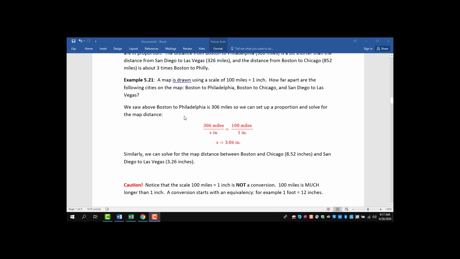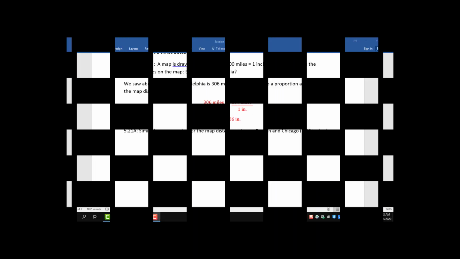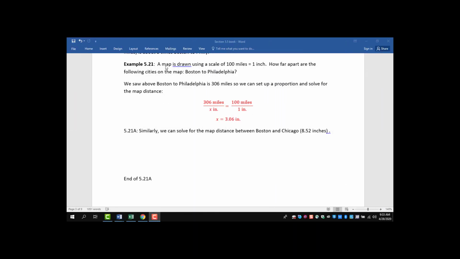So here's our first example, 5.21. We have like a road map or some kind of a map, and it's drawn using a scale of 100 miles equals 1 inch. Now clearly 100 miles does not equal an inch. So we're not converting, we're scaling. It's different. How far apart are the following cities on a map?